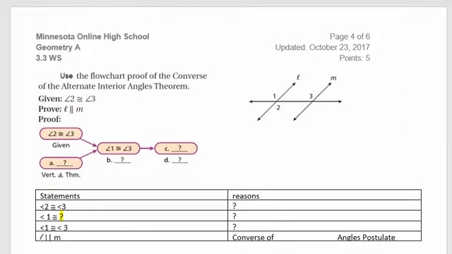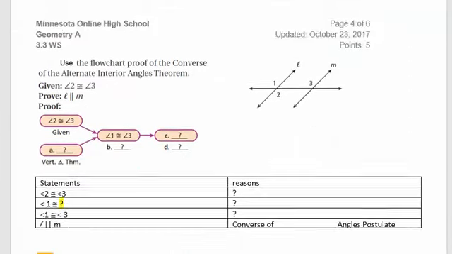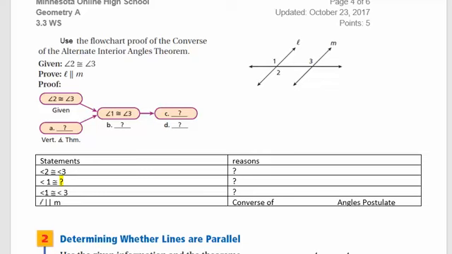Okay, so for number 4, this is basically the answers. It tells you what to do. But you're going to take what's written here and put it into a 2-column proof. All right, so here we have the statements, here we have the reasons. Some of them are there, some of them are not. So our first statement is that angle 2 is congruent to angle 3. Well, that's given. So you write given.